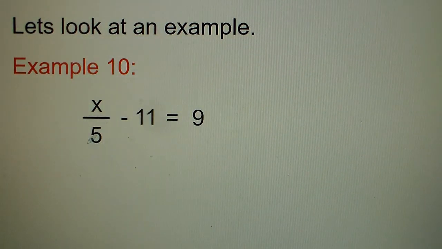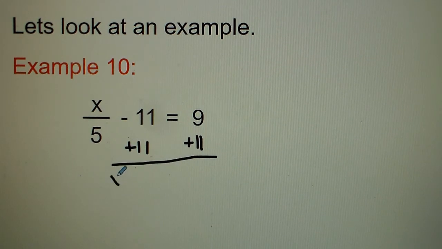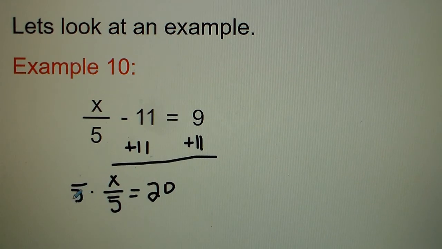Number 10, x divided by 5 minus 11 equals 9. What we've got to do here first is add 11 to both sides. So we've got x divided by 5 is equal to 20. Multiply by 5 to both sides. We get x equals 100.